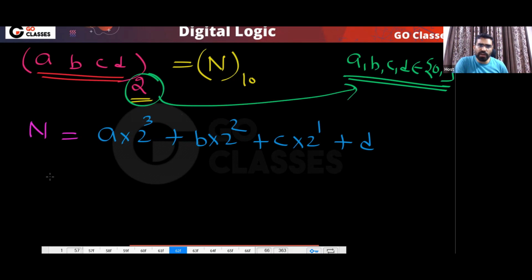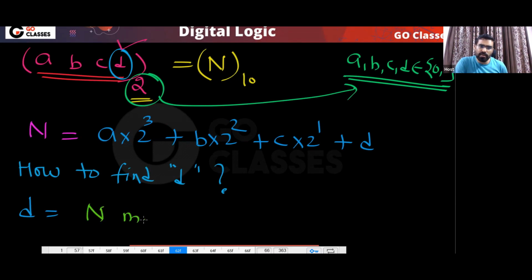Now tell me how to find d. This is my question. If I want to find this d, how to find this d? This first position. What should I do? Can I say this d is equal to the remainder when you divide n?